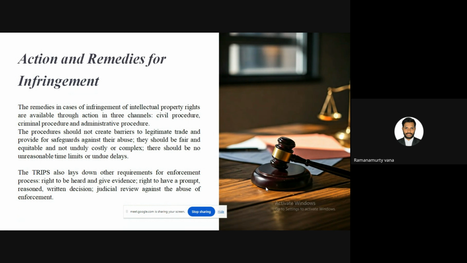The procedures should not create a barrier to legitimate trade and should provide safeguards against their abuse. They should be fair and equitable and not unduly costly or complex. There should be no unreasonable time limits or undue delays. The TRIPS agreement also lays down other requirements for the enforcement process: the right to be heard and give evidence, the right to a prompt, reasoned written decision, and judicial review against abuse of enforcement. These are all actions for infringement of intellectual property rights given by the TRIPS agreement.